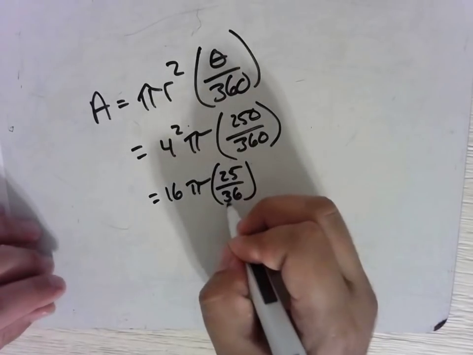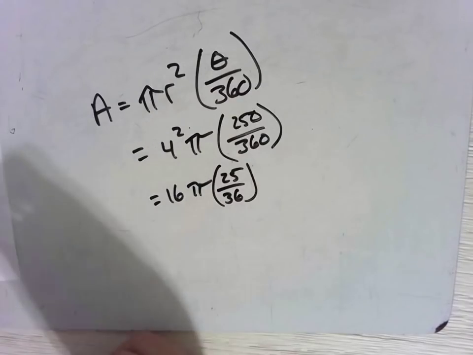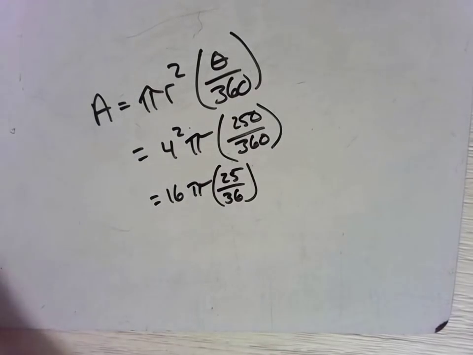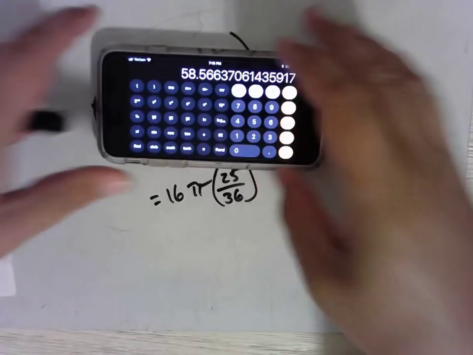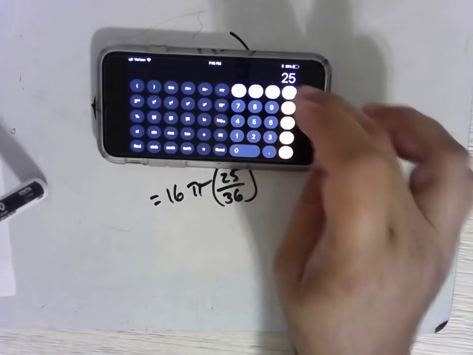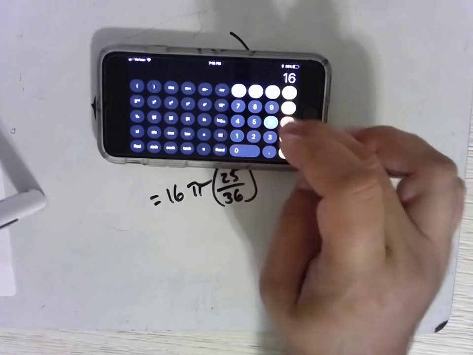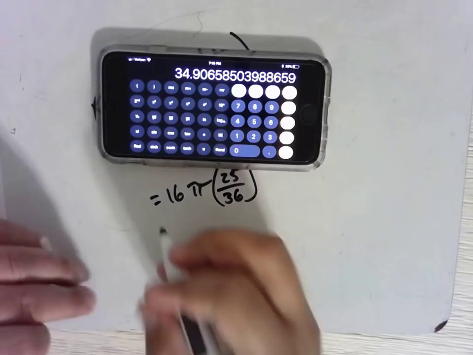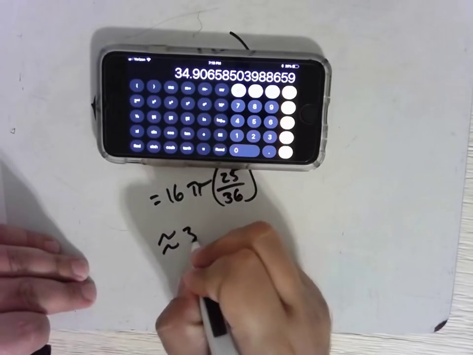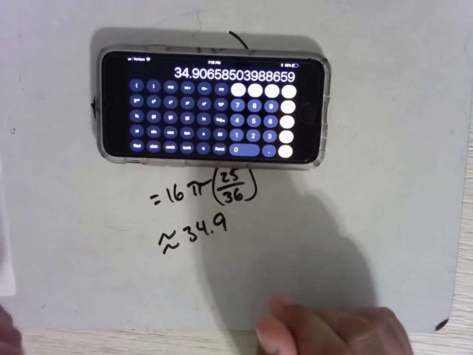I won't even worry about simplifying further. I'll just plug it in a calculator. You have 25 divided by 36 times 16 times pi, so this is approximately 34.9 square feet.